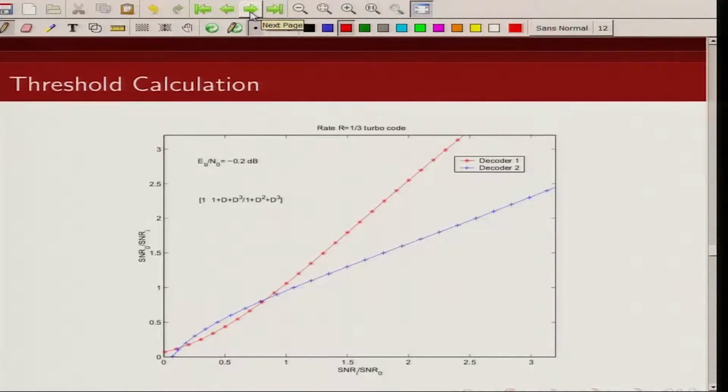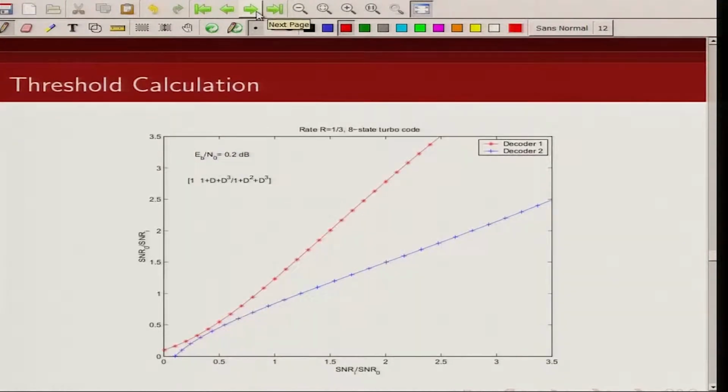This is one example. Note here, this is plotted for a channel operating SNR of minus 0.2 dB. The red curve is my decoder 1, and the blue curve is decoder 2. Note that these two are crossing each other, so there is no tunnel. Now, for the same code, I increase my SNR and make it 0.2 dB. Now, you can see there is a tunnel between them.